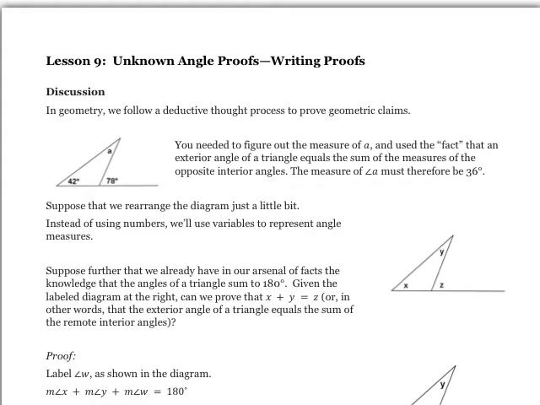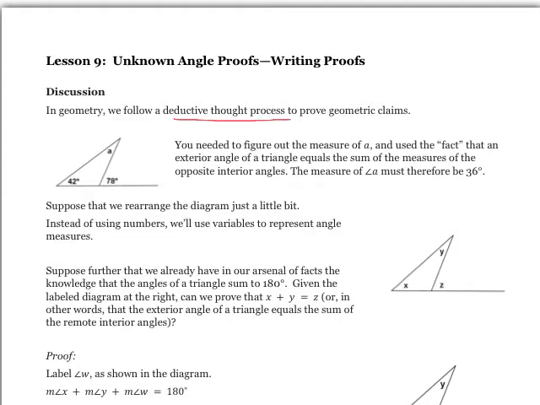Today we're going to look at taking our theorems that we know, our list of reasons, and forming some proofs from them, writing proofs. So just to talk a little bit about what a proof is, in geometry we follow a deductive thought process to prove things. And that's what makes geometry a little bit different, although at this point you're used to justifying statements in algebra as well.